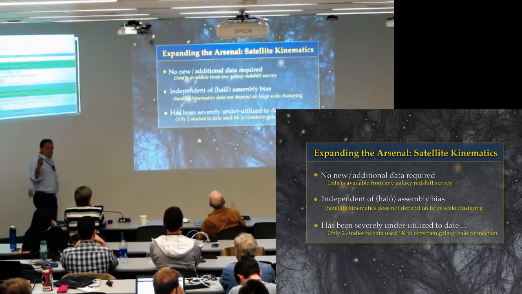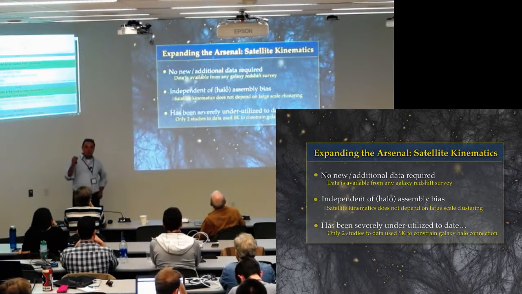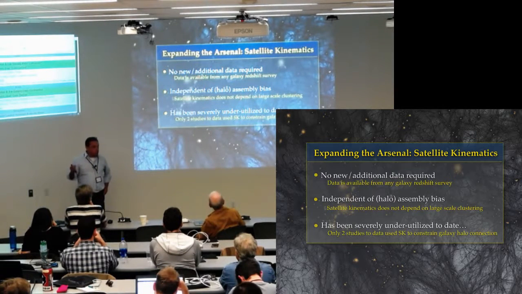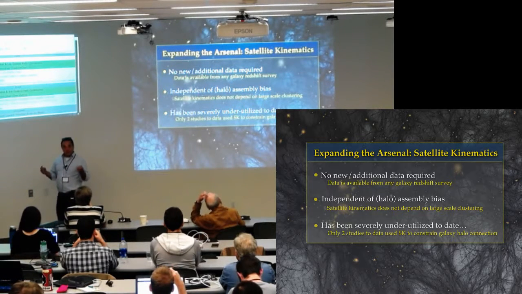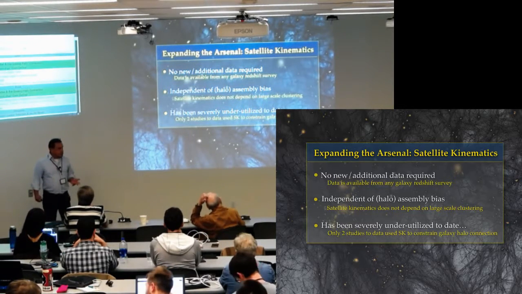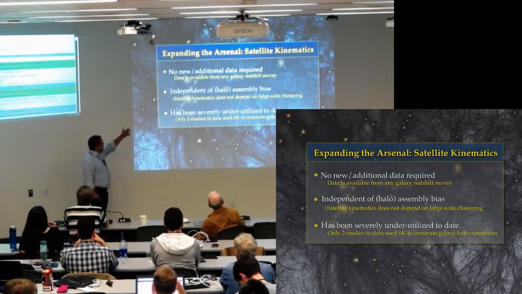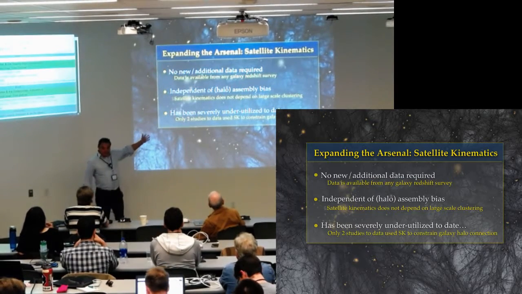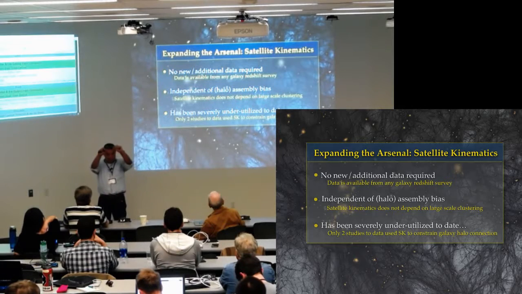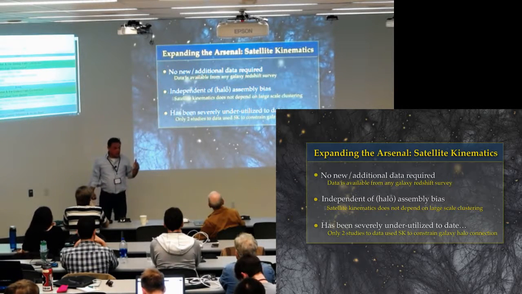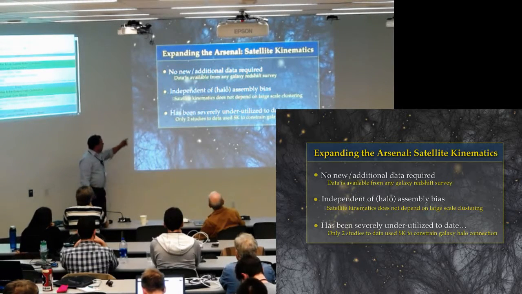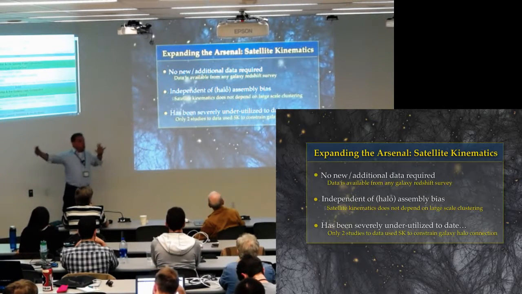Now, the beautiful thing with satellite kinematics is you don't need anything additional to what you already have. If you have a redshift survey, you have all the data that you need in order to do satellite kinematics. Unlike, for example, galaxy-galaxy lensing, where you have to measure these little shape distortions and point spread function corrections, which is a really tricky measurement. Satellite kinematics is independent of halo assembly bias. It doesn't depend on the clustering of the halos.